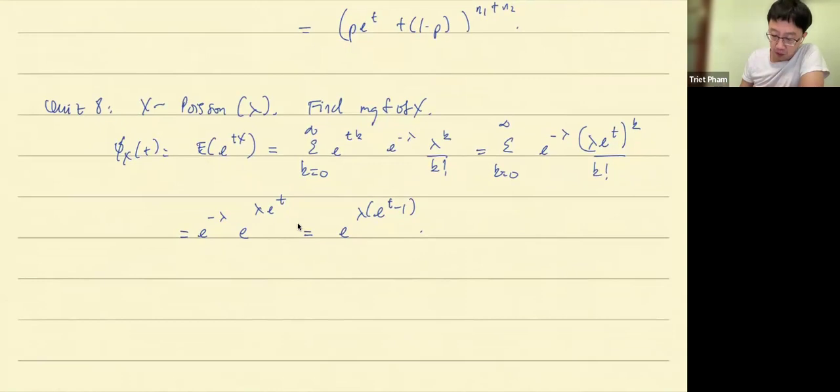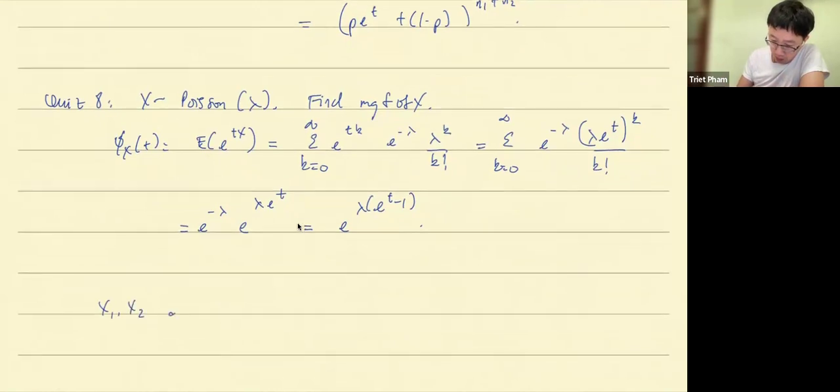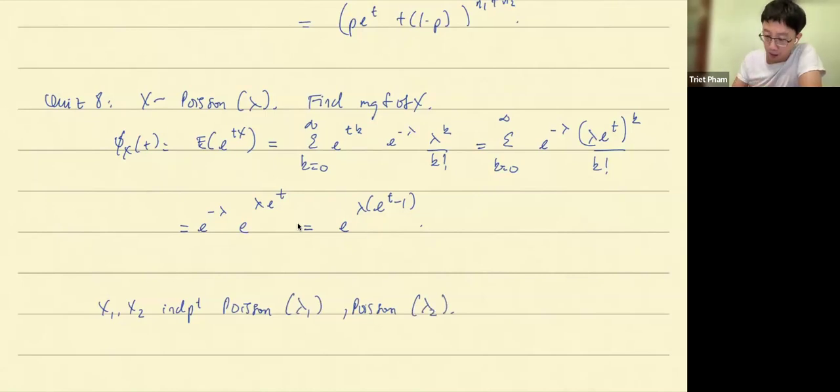So here's a punchline about Poisson. If you have X1 and X2 as independent Poissons, lambda 1 and lambda 2, then the sum is a Poisson, lambda 1 plus lambda 2.